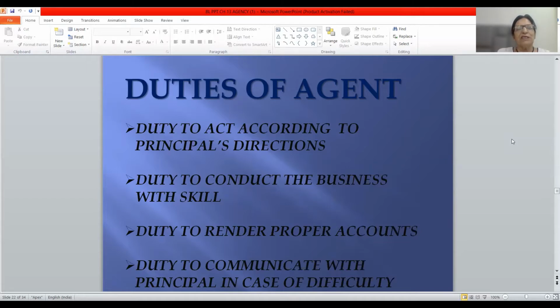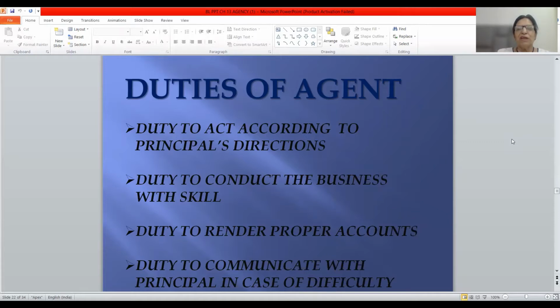The very first duty is the duty to act according to the principal's directions. So it is a duty of the agent. He should always act as per the directions of the principal. If the principal has told him to sell the item not below the reserve price, but he has sold the item below the reserve price. The goods have been sold on an auction basis. The auctioneer has been appointed, and the subject matter of the auction is machinery.